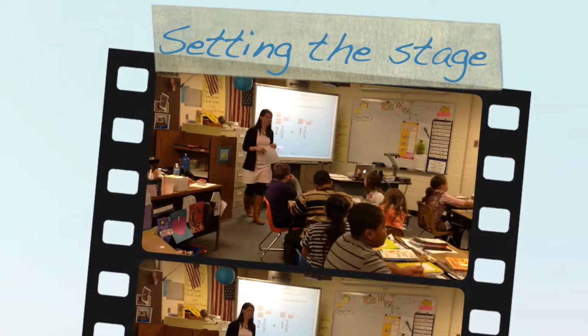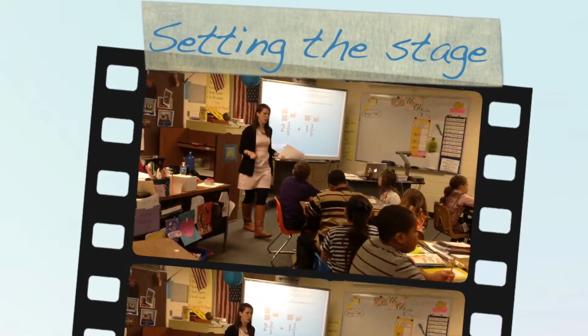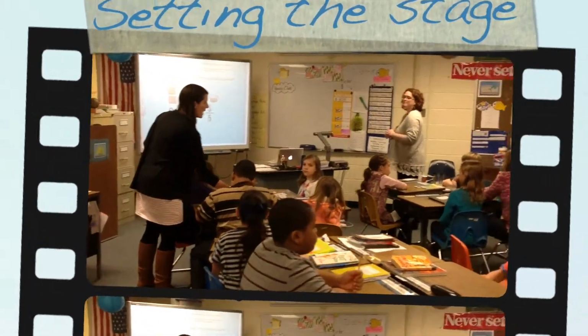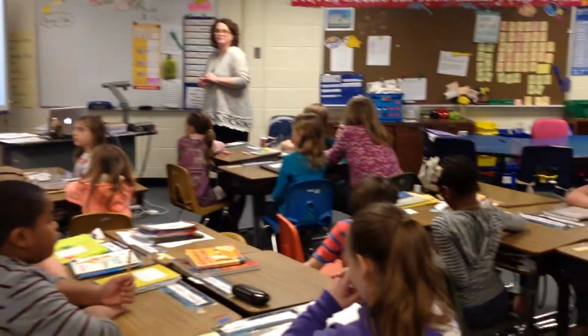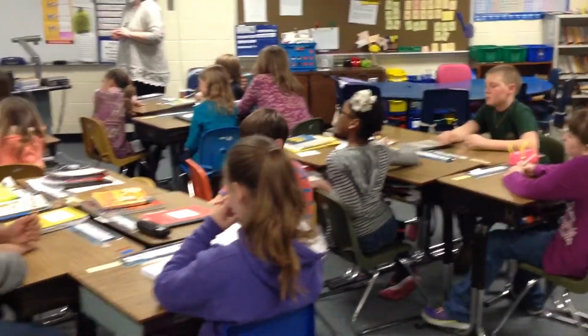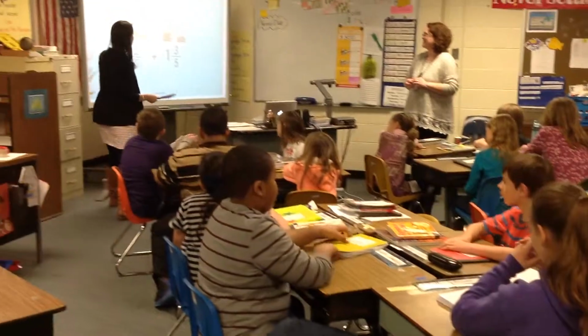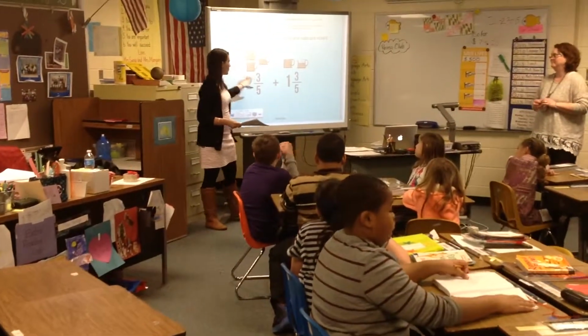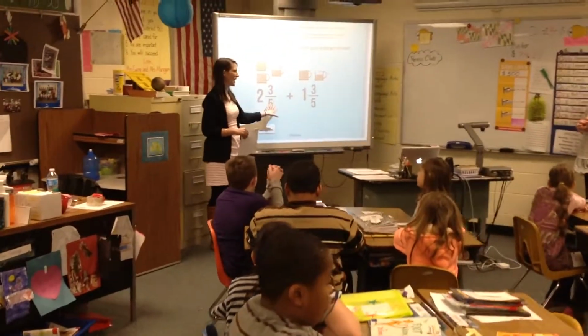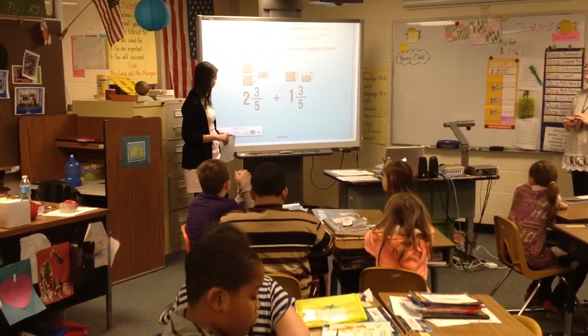The question that we're going to be answering today is, how can you add and subtract mixed numbers with like denominators? At the end of the lesson today, we're going to come back to you and ask you that same question and see if you know the response. So this is an example of adding a mixed number, 2 3/5 plus 1 3/5. We're going to be working with fractions with the same denominator.